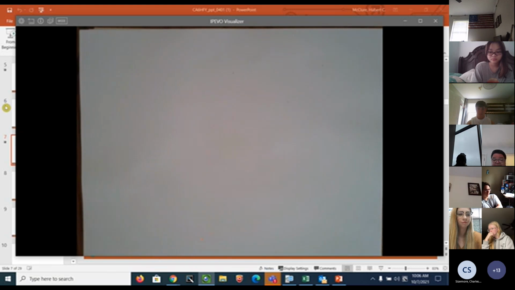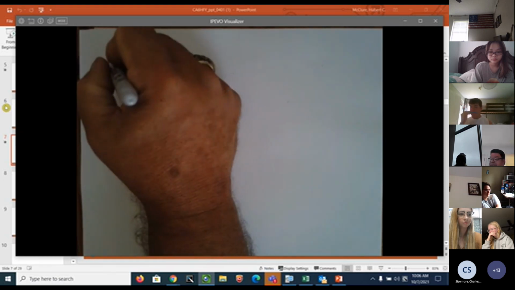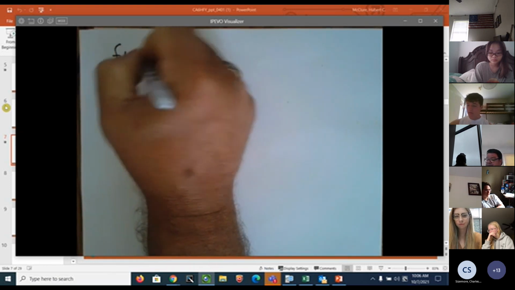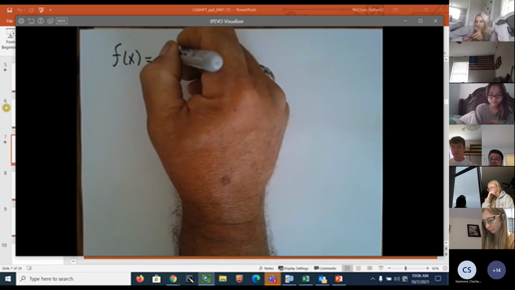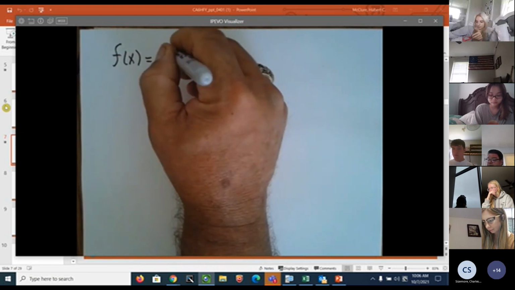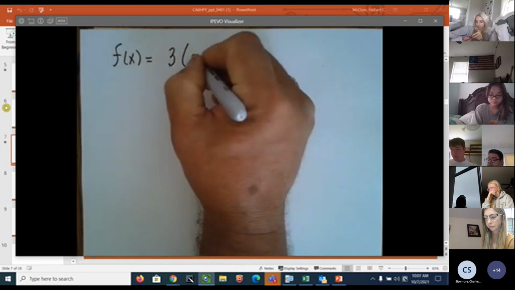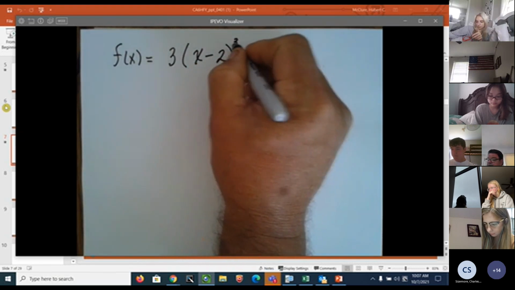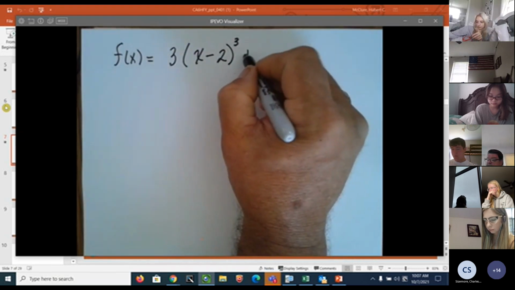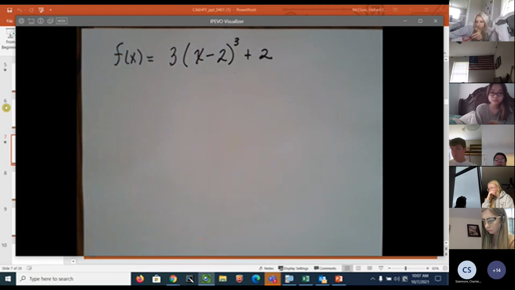All right. So let's do another one. Let's do f of x is equal to, I'm going to do an easy one for you, 3x minus 2 cubed plus 2. All right, I want you to sketch that with the parent graph.